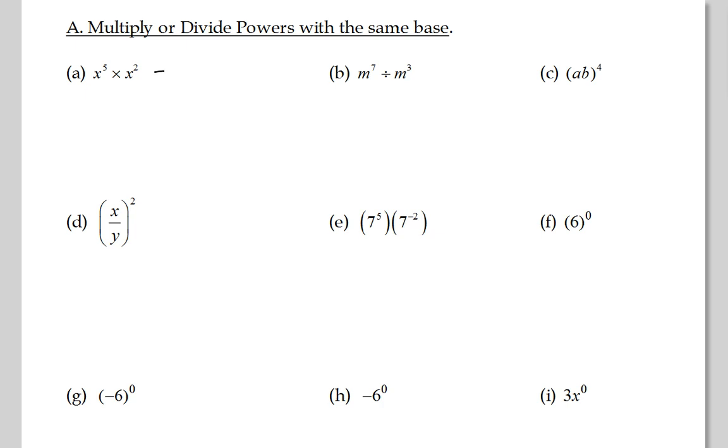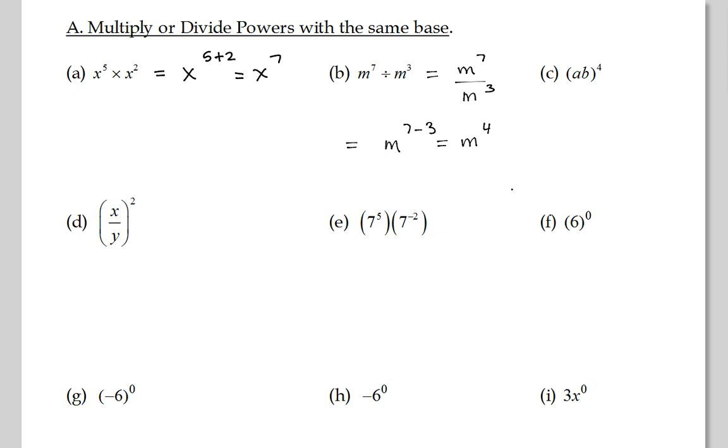So here we have x to the 5 times x squared. That's going to be x to the 5 plus 2. This is x to the 7. Okay, this one is m to the 7 over m to the 3 as a quotient. So this will be m to the 7 minus 3, m to the 4. Those ones are junior high level, and those should be pretty straightforward.